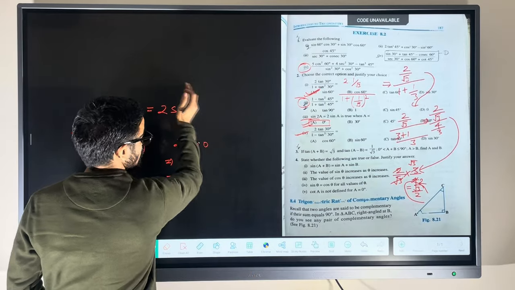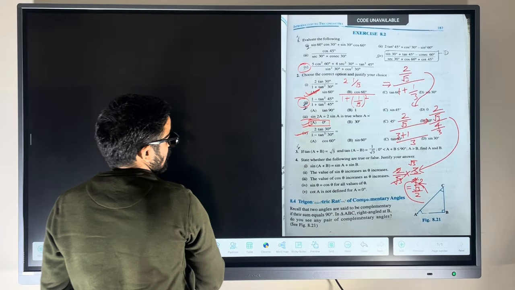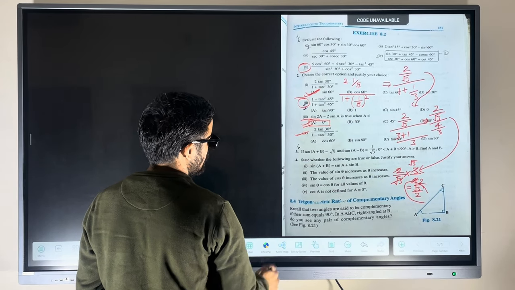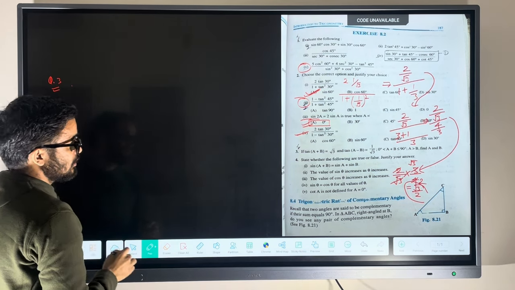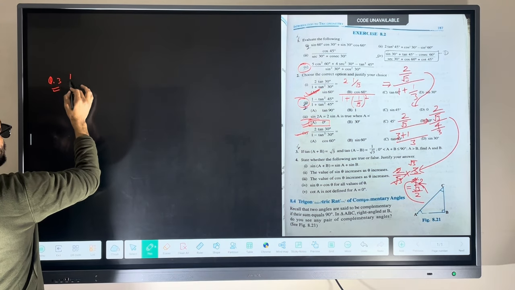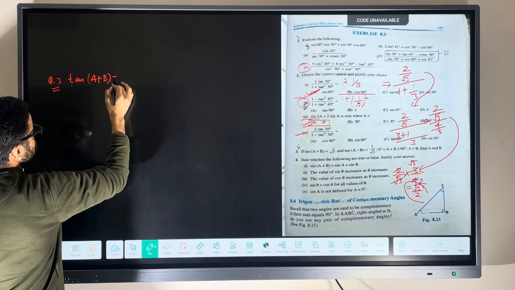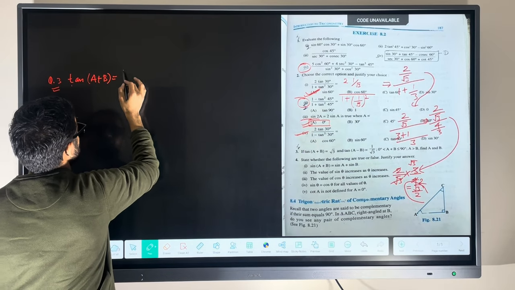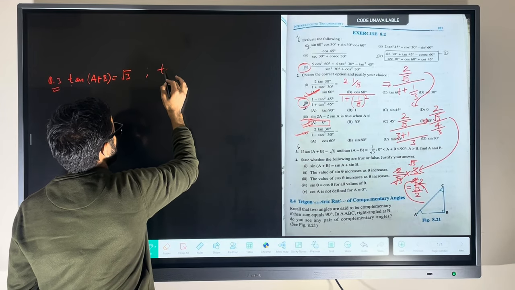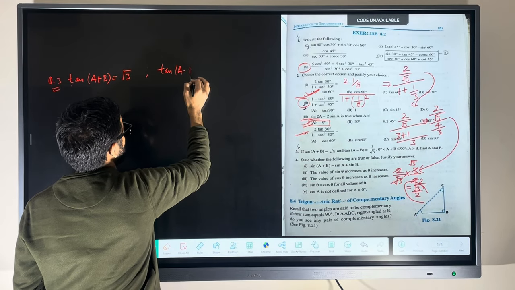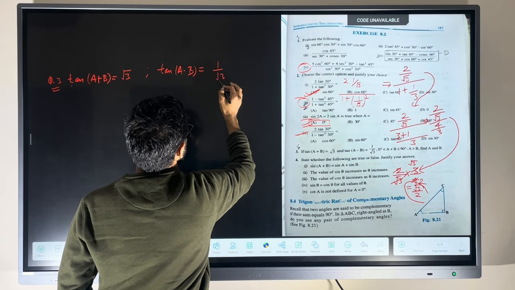Now going forward, see question number 3. In question number 3 we have tan A plus B is equal to root 3, and the other condition is tan A minus B is equal to 1 by root 3.